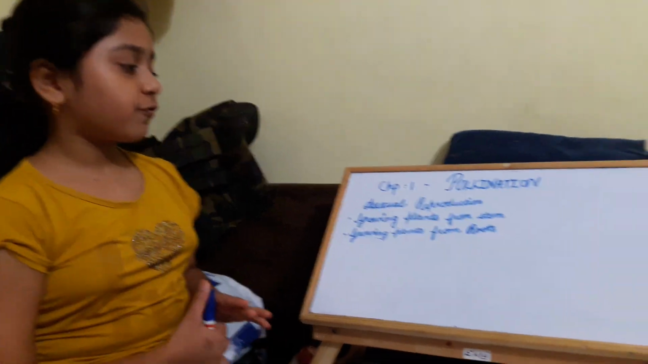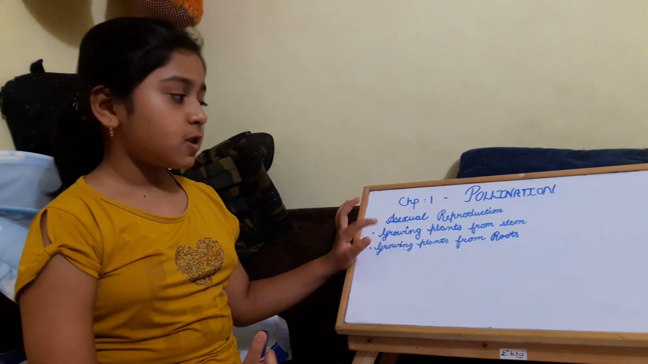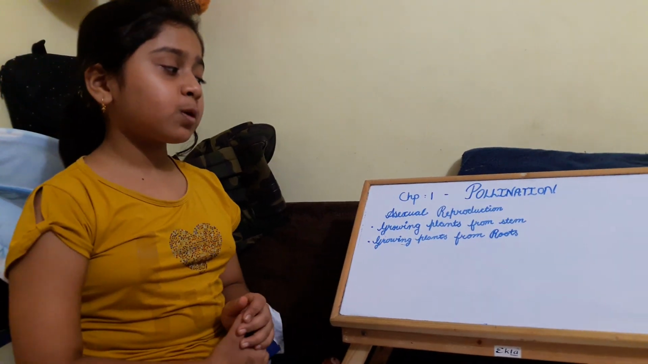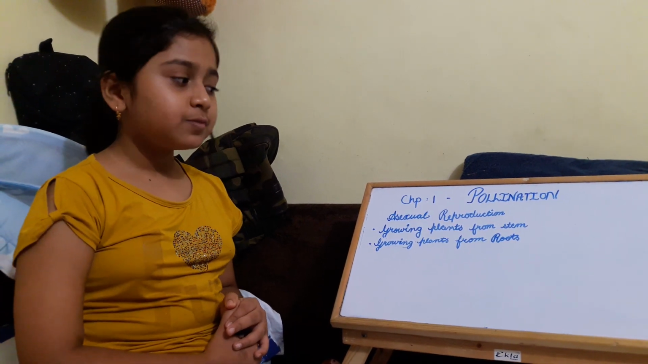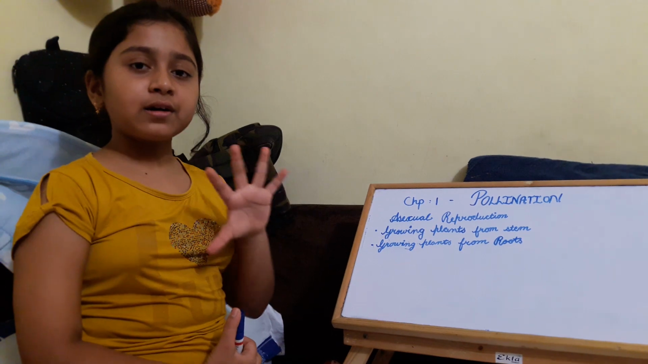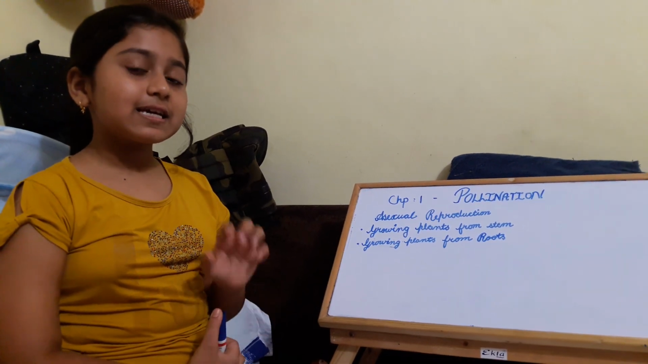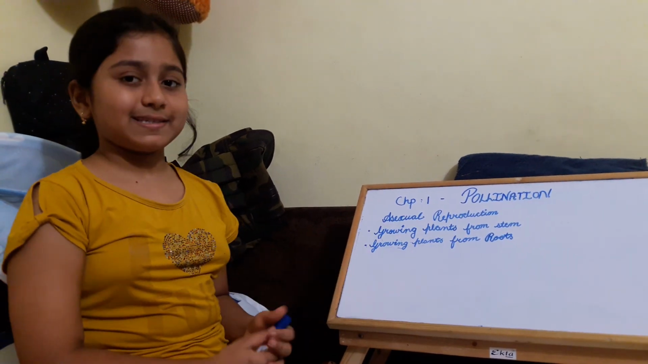Growing plants from roots. Now we have studied growing plants from stem, and now we are going to study growing plants from roots. Examples of growing plants from root are sweet potato, carrot and turnip too. When you keep them with you for some days, you will see buds appearing on them. So this is known as growing plants from roots.